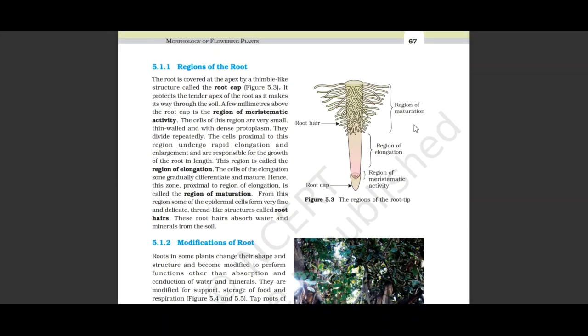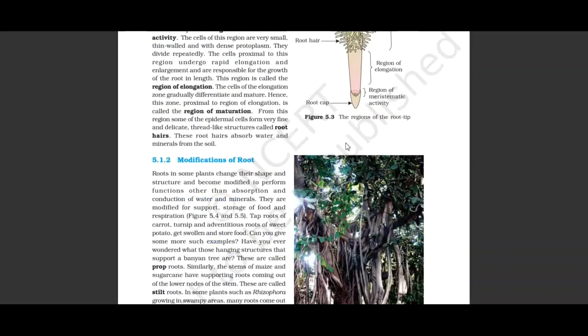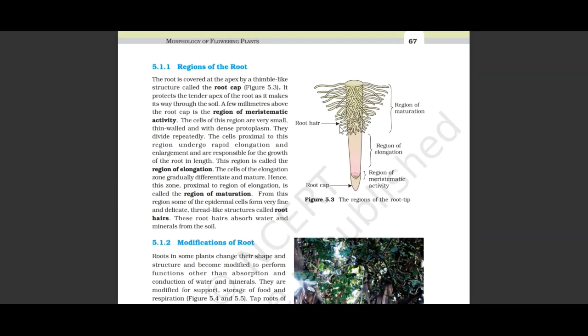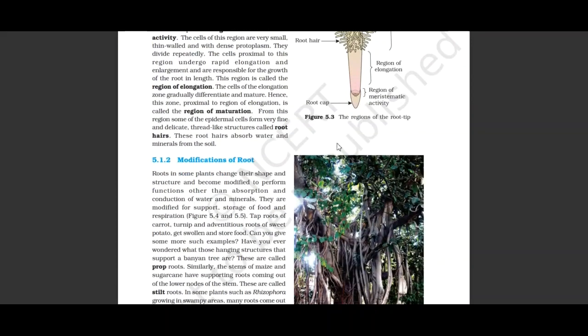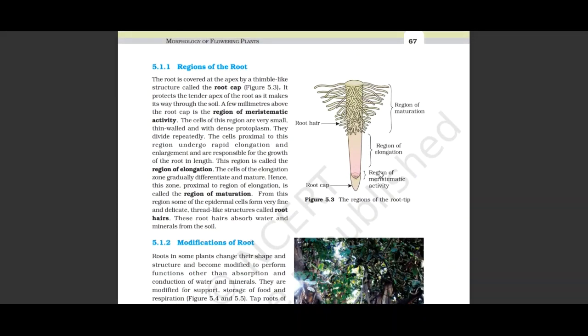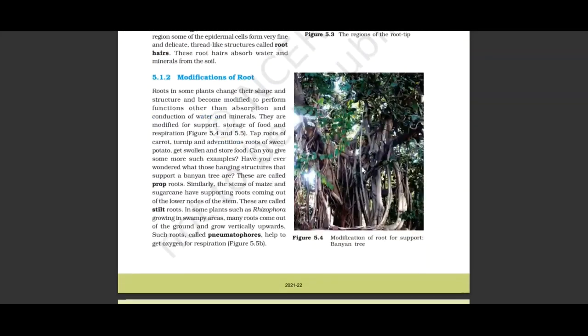Here they have mentioned the region of maturation, region of elongation, region of meristematic activity. Root hairs come from the region of maturation. You have to remember which region is above and which is below. From the exam point of view, let us discuss the modification of root.